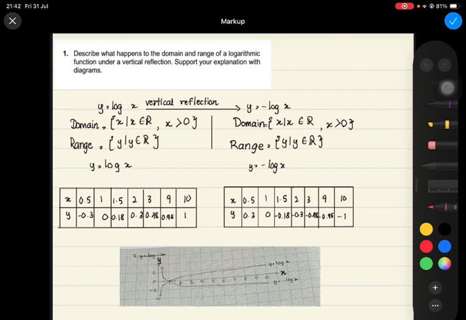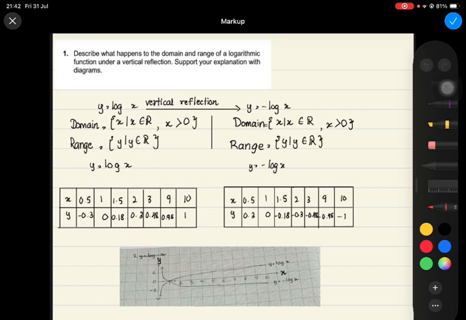For the domain, x belongs to real numbers and x must be greater than 0. For the range, y belongs to real numbers. For y equal to minus log x, the domain is x belongs to real numbers and x must be greater than 0. For the range, y belongs to all real numbers. After that, we have to draw two tables, one for each. We put every number that is a real number in x, then calculate y. In the same way for y equal to minus log x.